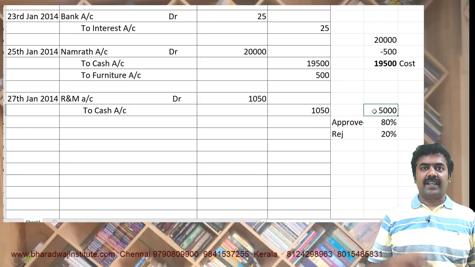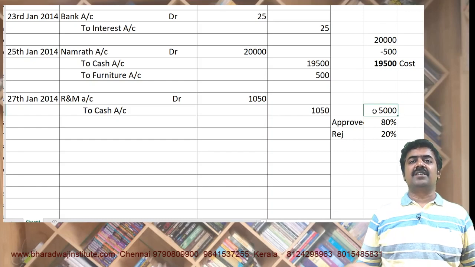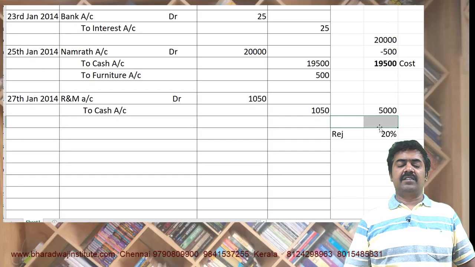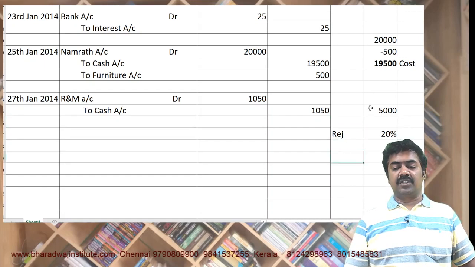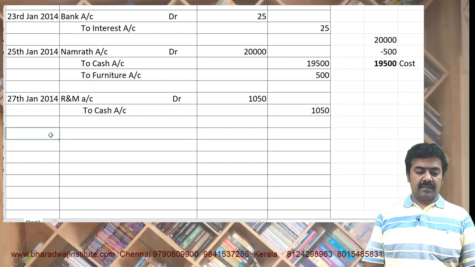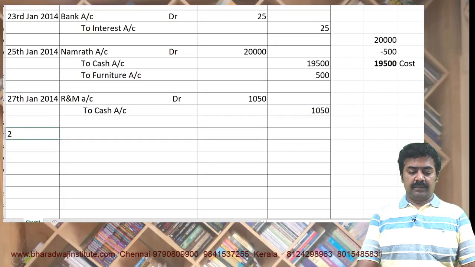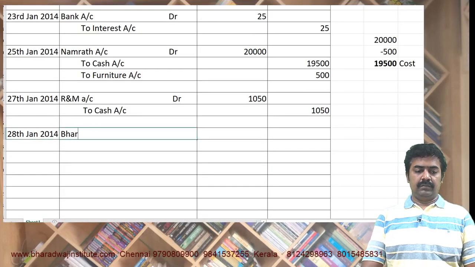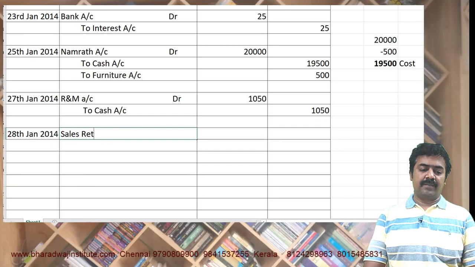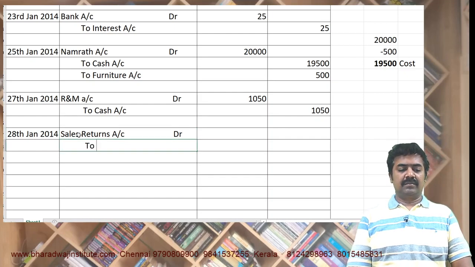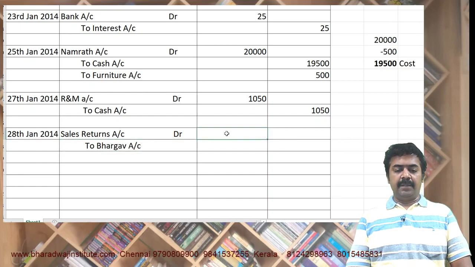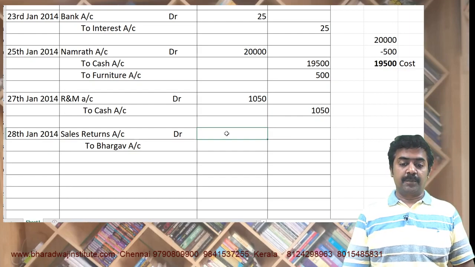So when the goods are approved, will you pass another journal entry for sales? No. When the goods are approved, since it is already passed, no entry is required. Only for the rejection you have to pass the journal entry. What is the entry you will pass? What is the date? 28th January. Sales returns account debtor to Bhargav account. Out of 5,000, 80% is approved. Balance 20%.